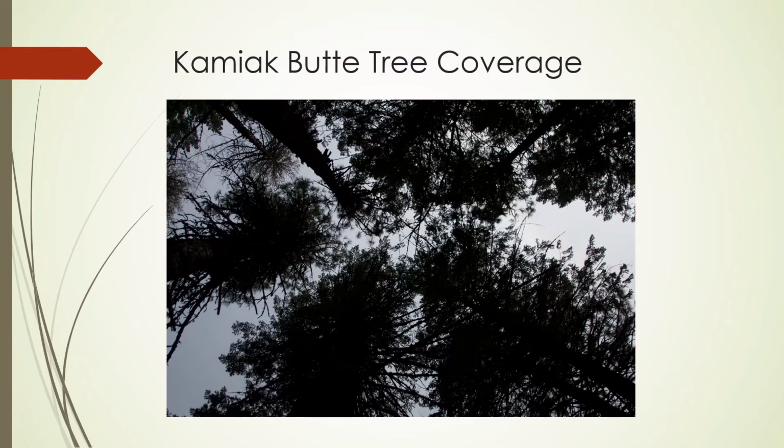The tree coverage on the southern aspect of Kamiak Butte is very different to that of the northern aspect. One immediately apparent difference between tree coverage on the south versus the north side of Kamiak Butte is that the south side's trees per acre is significantly lower. The southern aspect has only about 35 trees per acre, several times lower than the frequency of trees on the northern aspect. Additionally, there is no diversity of tree species on the southern aspect.